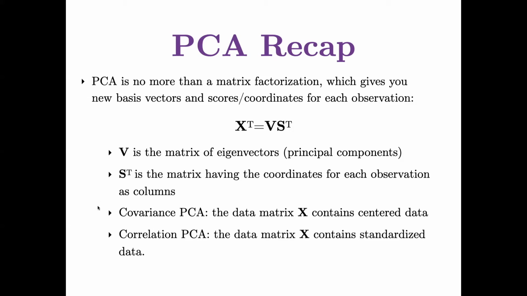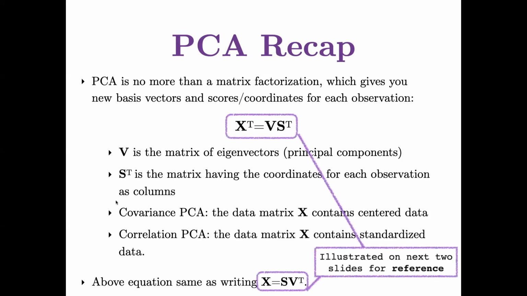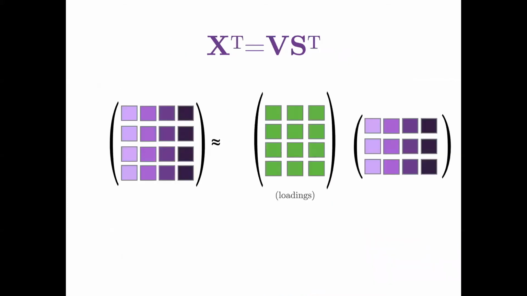For covariance PCA, that data matrix contains centered data, and for correlation PCA, that data matrix contains standardized data. Now, this equation is the same as writing X equals SV transpose. You notice I have just taken the transpose of both sides of this equation to get the second one, right? Because of the reverse order law, when I take the transpose of a product, it's the reverse order of the transposes. Now, I'm going to illustrate this relationship here.